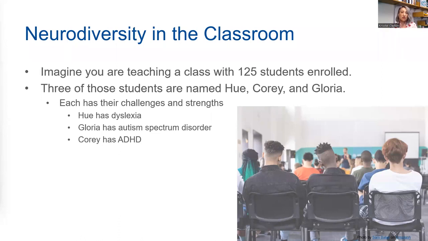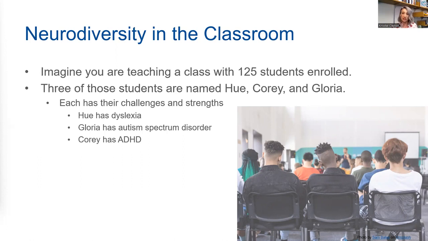So the chances that you have a neurodivergent student or students in your classroom are pretty good. According to the NIH Division of Genetics, they estimate that 15 to 20% of the world's population exhibits some form of neurodivergence. So I want you to imagine that you're teaching a course, maybe it's got about 125 students in it. That's the typical size of my undergrad courses at UNT. So within this classroom of 125 students, you would have at least, if not more, 3 students who are neurodivergent.